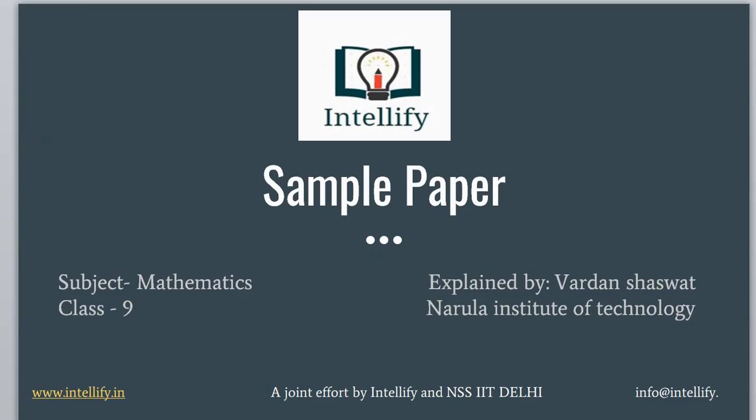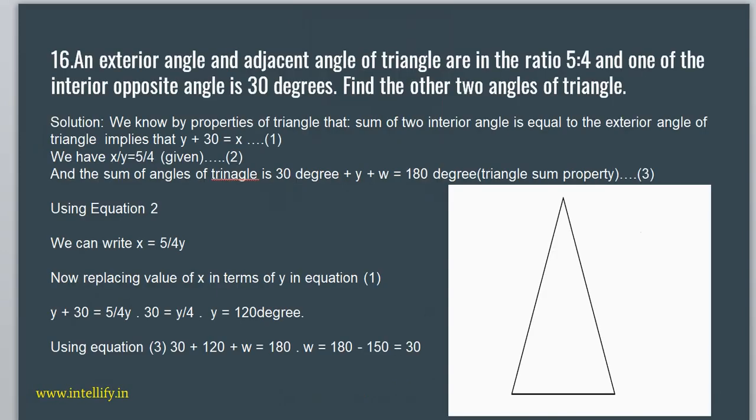I'm going to explain you some questions of a sample paper, that is of mathematics. So let us jump on to the first question we have. We have here an exterior angle and adjacent angle of a triangle in the ratio 5:4. I will mark the exterior angle here, and the adjacent angle of the triangle here.